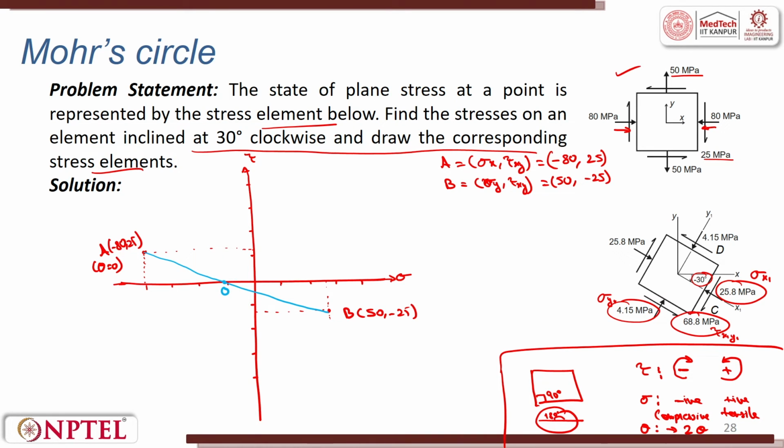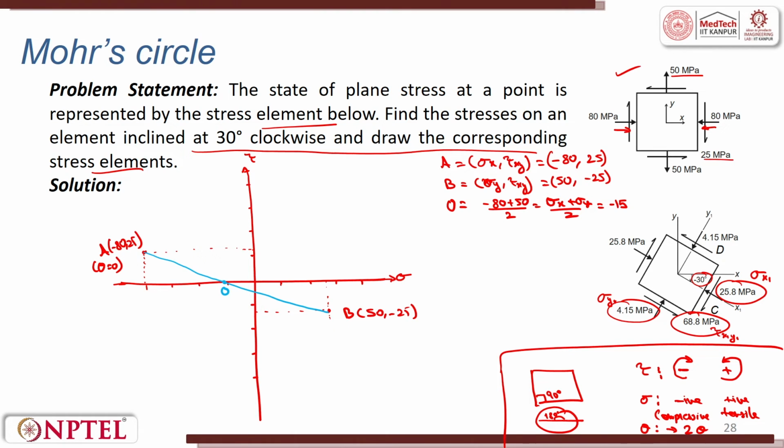So this point, if I wish to calculate it, O would be taken as minus 80 plus 50 by 2. That is, the center is calculated as sigma x plus sigma y by 2. So this value is minus 15. So almost in a perfect circle it would be at minus 15 here. So this is not important.